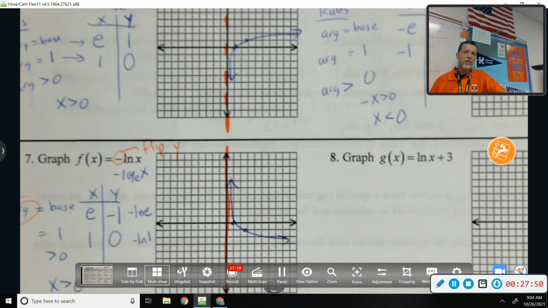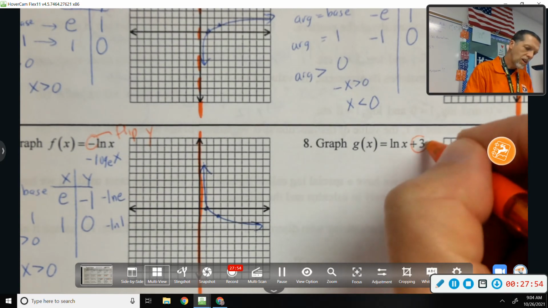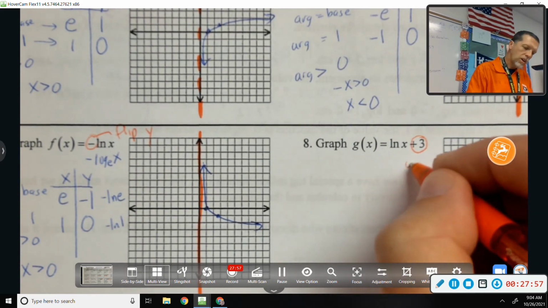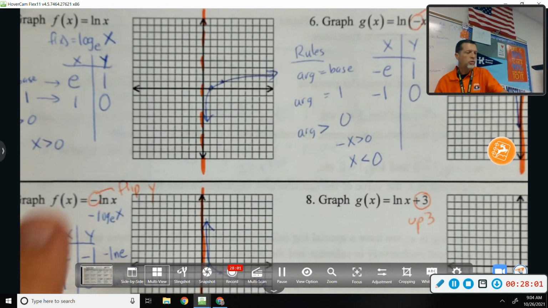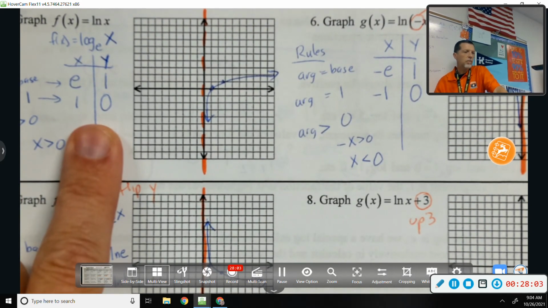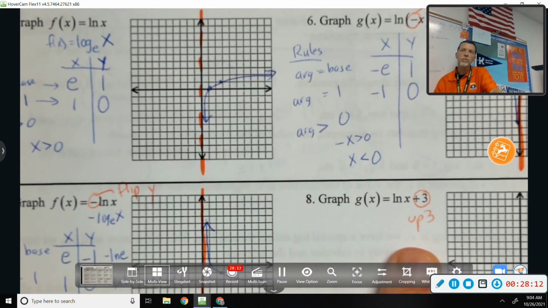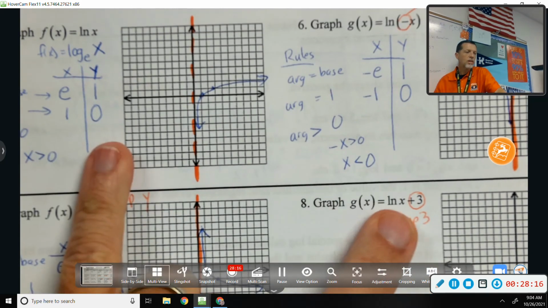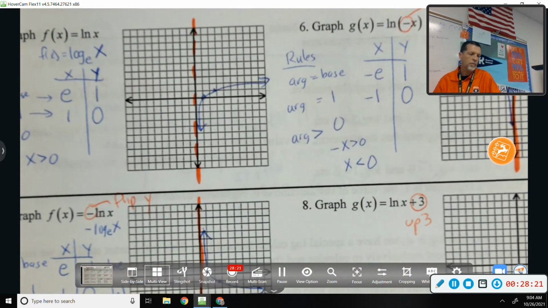Let's pass on number 8, although just parent function wise, what's that going to do? Up 3. And so if you wanted to graph it parent function style, how would you change your parent function table of values? Add 3 to which one? X's or Y's? Y, because you're going up 3. So that's kind of a sneaky way to do it: you got to have the first one, but after you have the first one, you can use the parent function stuff.